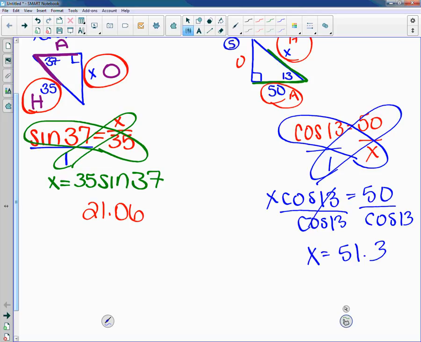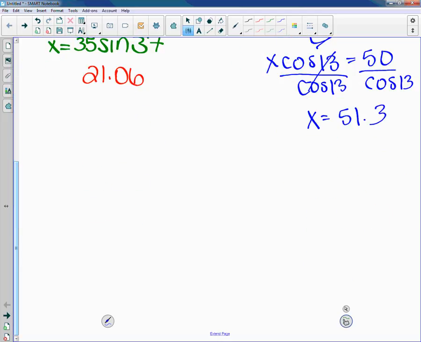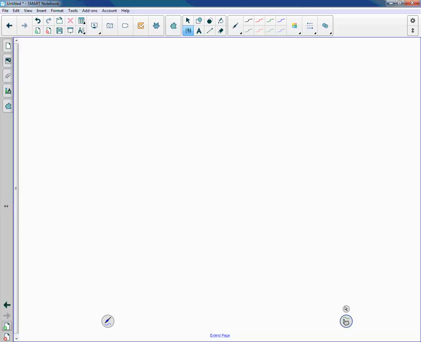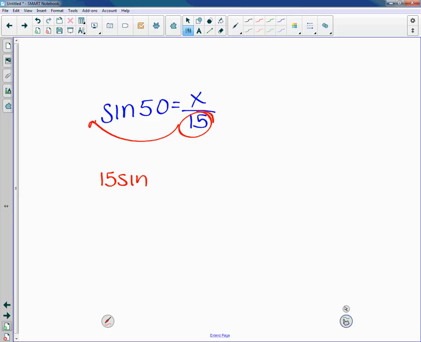So, let me give you an example. This is not a problem, it's an example. Sine 50 is equal to x over 15. Do you see the x is in the numerator? If the x is in the numerator, everybody just watch. You're swinging this over to the front. So this becomes 15 sine 50 equals x.